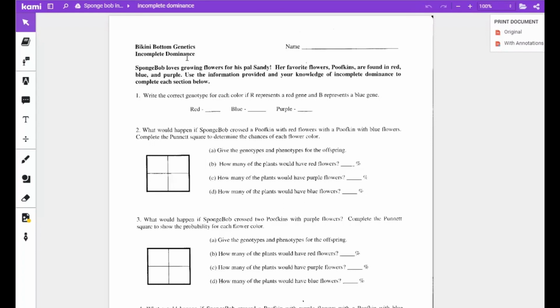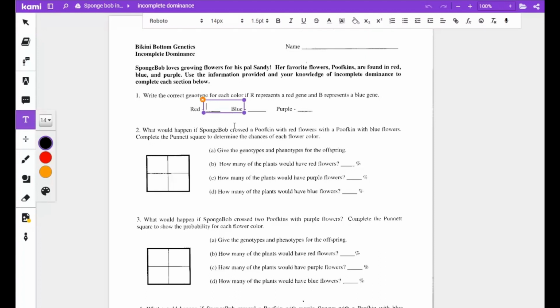All right, so SpongeBob loves growing flowers for his pal Sandy. Her favorite flowers, puffkins, are found in red, blue, and purple. Use the information below. What I told you is super easy. For red, I'm just going to put 2 big R's. For blue, I'm going to put 2 big B's, BB. And for purple, I'm going to have an R and a B. Why? It's a combination of red and blue. Hopefully you passed kindergarten and we actually mix colors properly. So now we can read the questions.